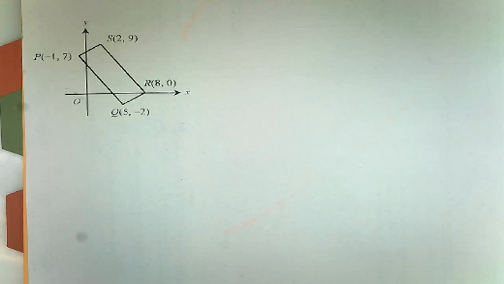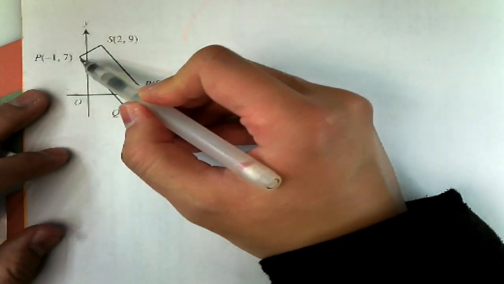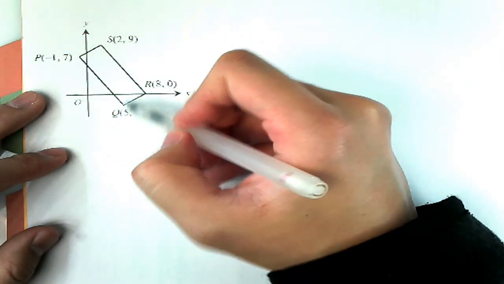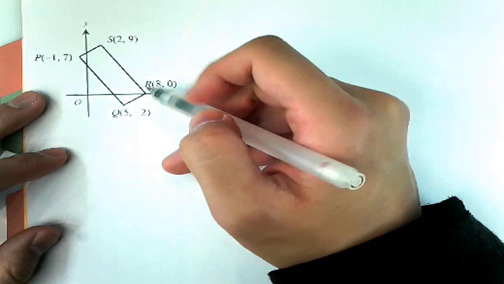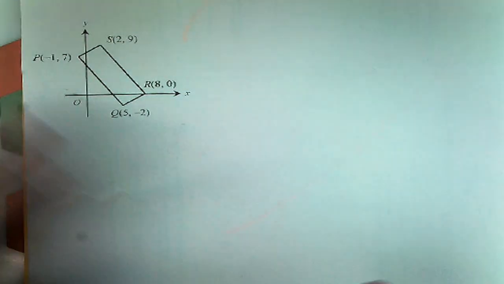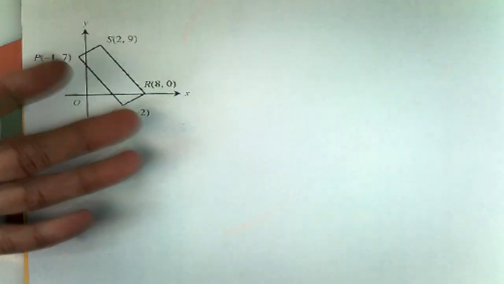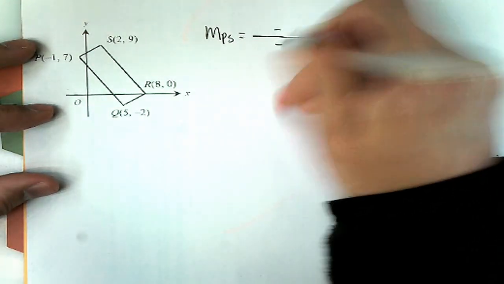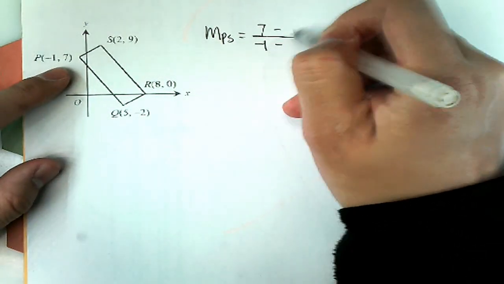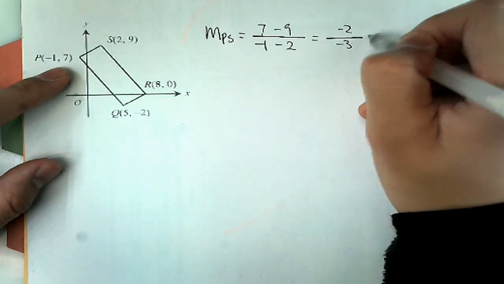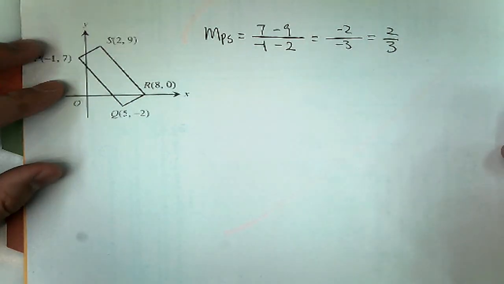So how to show? First, you have to show PS and QR parallel, and then PQ and SR parallel. Understand? And then you have to check just one right angle is okay. So all things you have to do, you have to calculate all the side slopes, okay? So one by one. So PS first, okay? Minus, minus, okay? 7 minus 1, 9, 2, okay? It's minus 2, minus 3, so 2 over 3, understand?